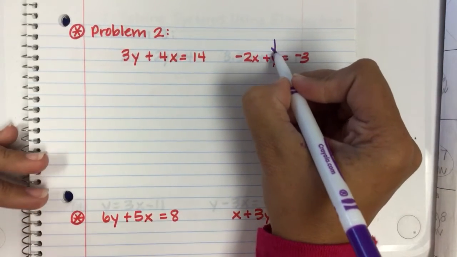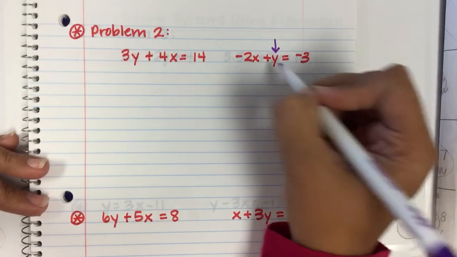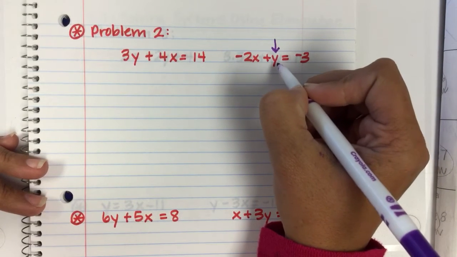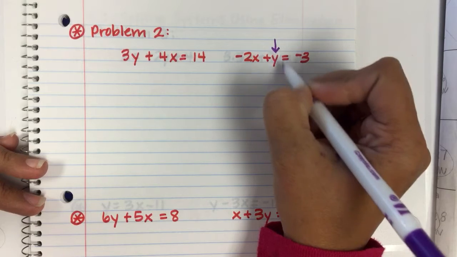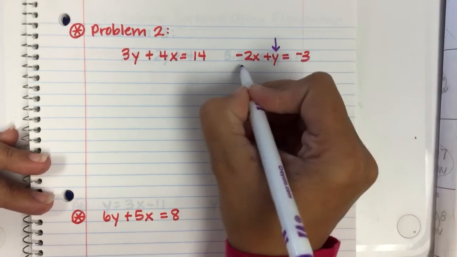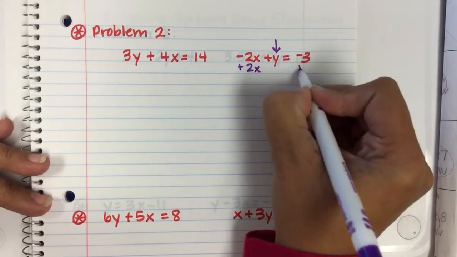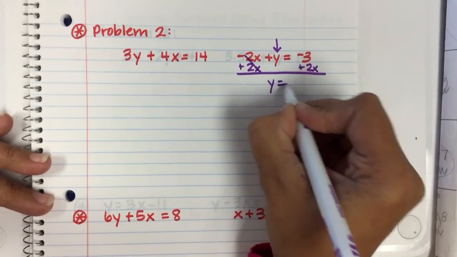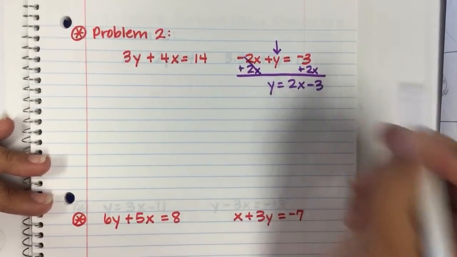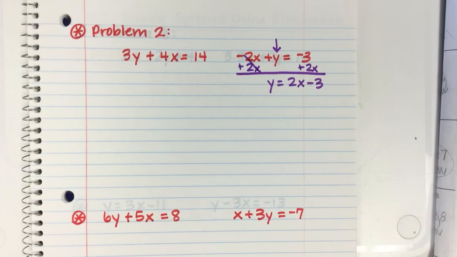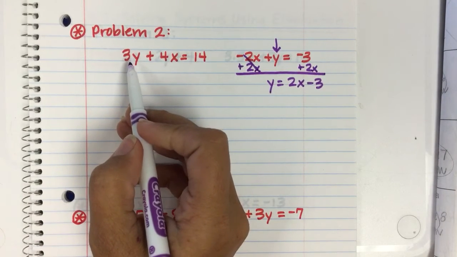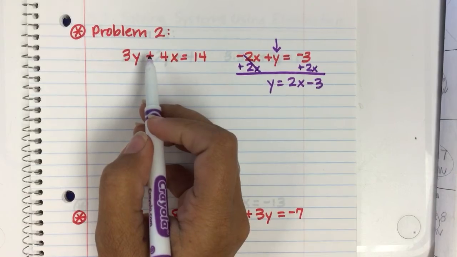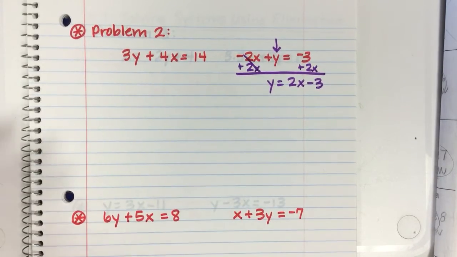I'm going to solve this equation for y because here y is by itself, in the fact that it doesn't have a coefficient. So it'd be easy to add 2x to both sides and get y is equal to 2x minus 3. Okay? If we had solved for y or x in this equation, they both have a coefficient, so we would have had to have divided by something.